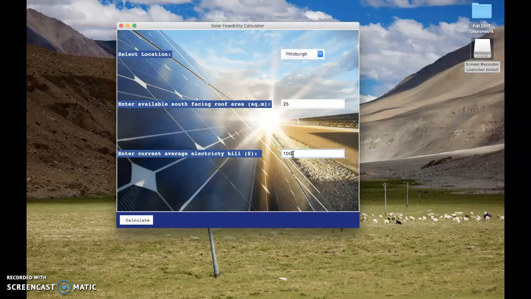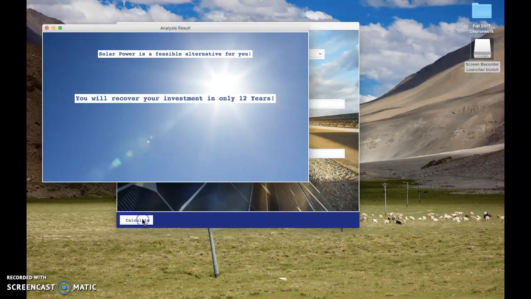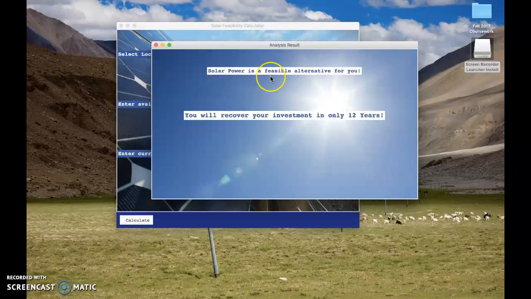What this does is take in the three inputs and personalize the calculation for your particular area, depending on your particular available roof area and your current electricity bill. And it tells you if you invest in solar, whether that would be profitable, or will you end up saving money if you invest in solar or not. Let's hit calculate. And looks like for this particular example, it is telling you that solar power is indeed feasible for you. And it tells you that you will recover your investment in only 12 years.